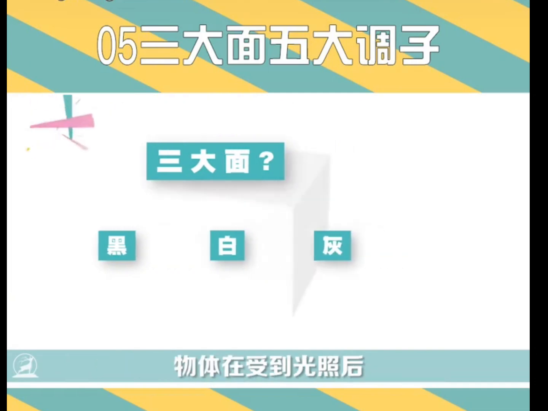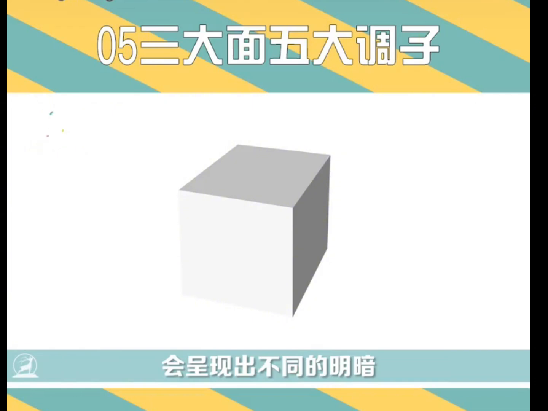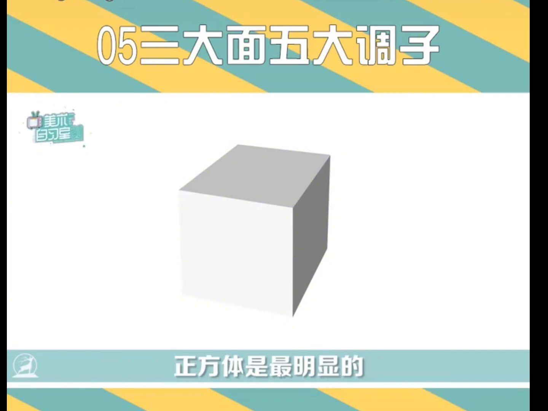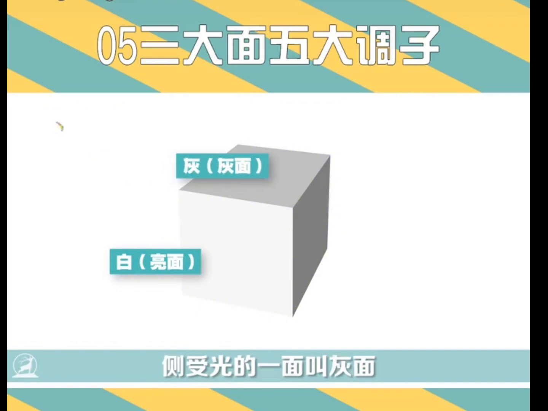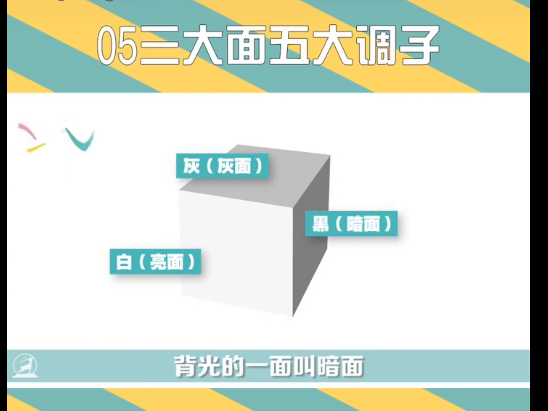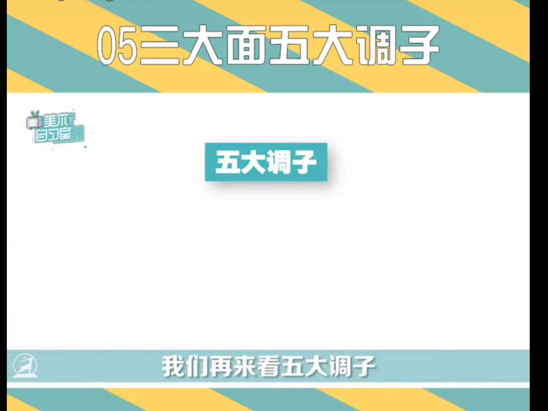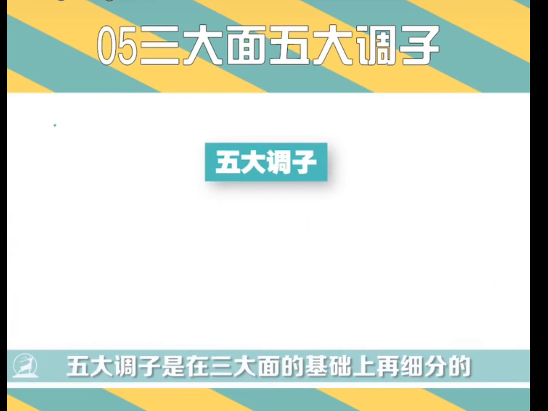The cube is the most obvious. The side directly exposed to light is called the light surface. The side exposed to light obliquely is called the gray surface, and the side facing away from the light is called the dark surface. Let's look at the five major tones again.